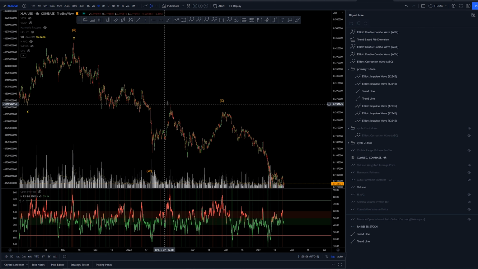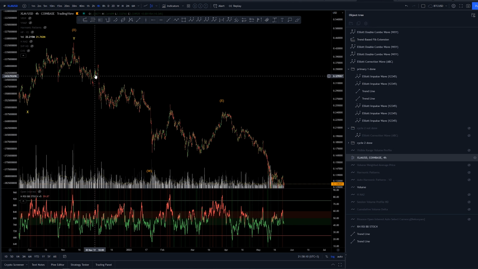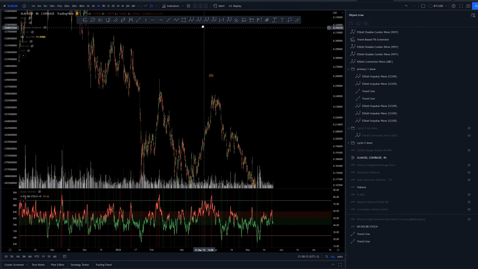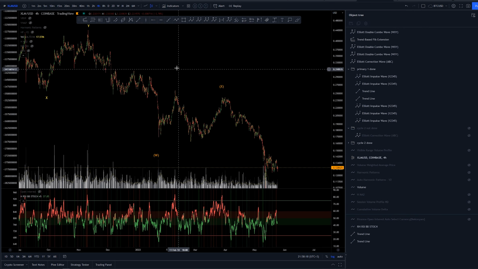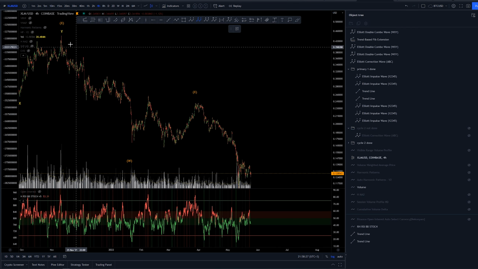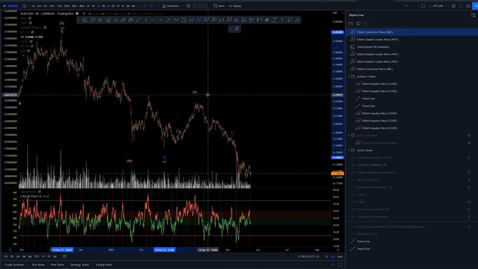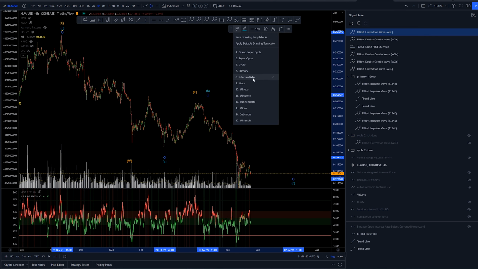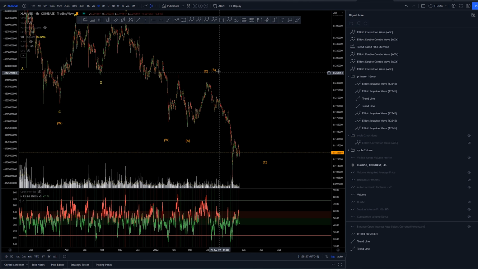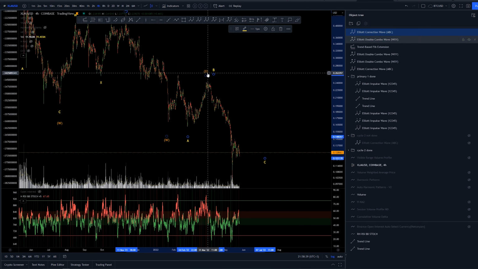That would be 1, but we have overlap here, so there can't be. Maybe 1, 2 here. 1, 2. This is tricky. We do have a divergence here, so if we are looking for the five-wave structure, meaning we are looking for this structure A, B, and C. Oh, is this intermediate? No, this is minor.